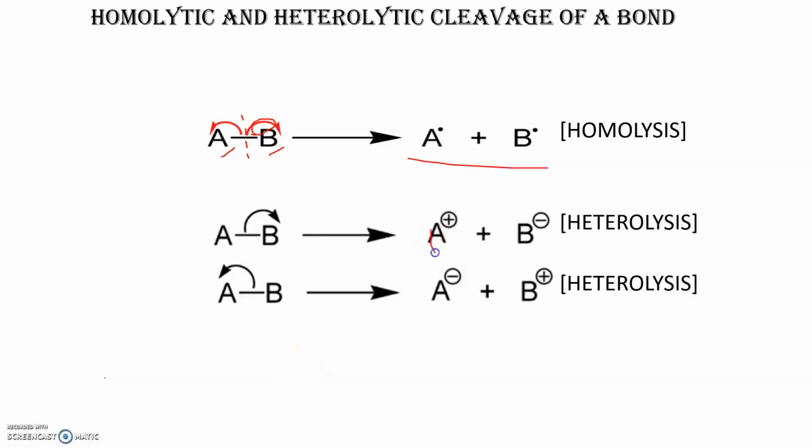Instead of A and B, when a carbon carries a positive charge, it is called a carbocation, and when it carries a negative charge, it is called a carbanion, which we will be discussing later on in this video. Next, we will jump into free radicals.